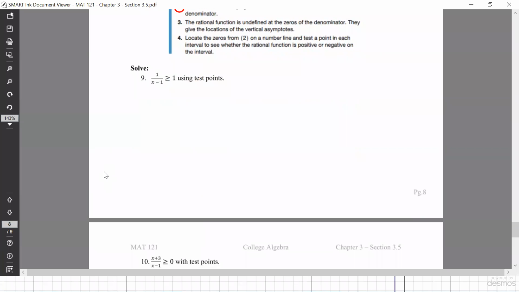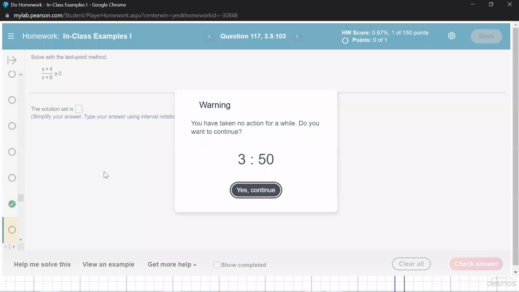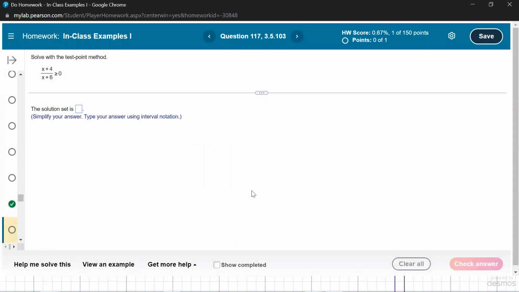So let's take a look at this example over here. Actually, let's see what my MyMathLab example looks like. Yeah, let's do this one. Solve with the test point method. You have x plus 4 divided by x plus 6 greater than or equal to 0. So no graph in this example. Start by, well, we've already got 0 on one side. That's already in lowest terms.